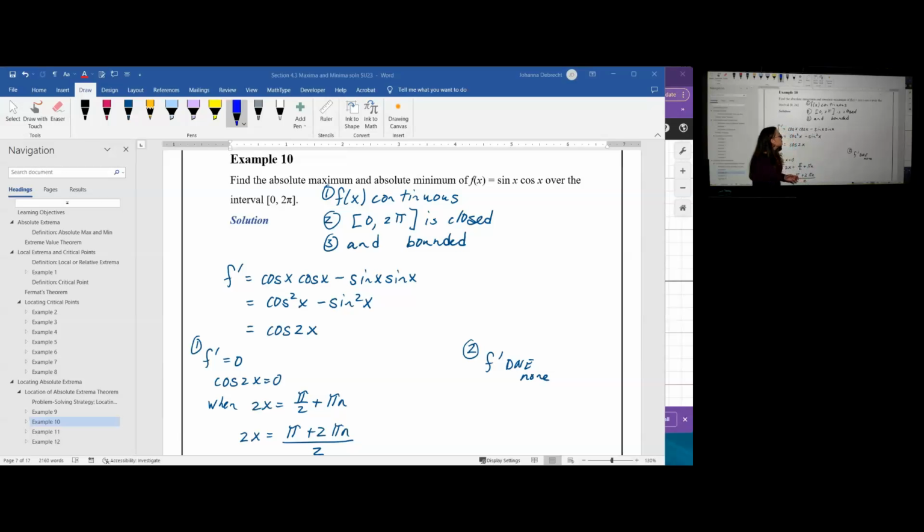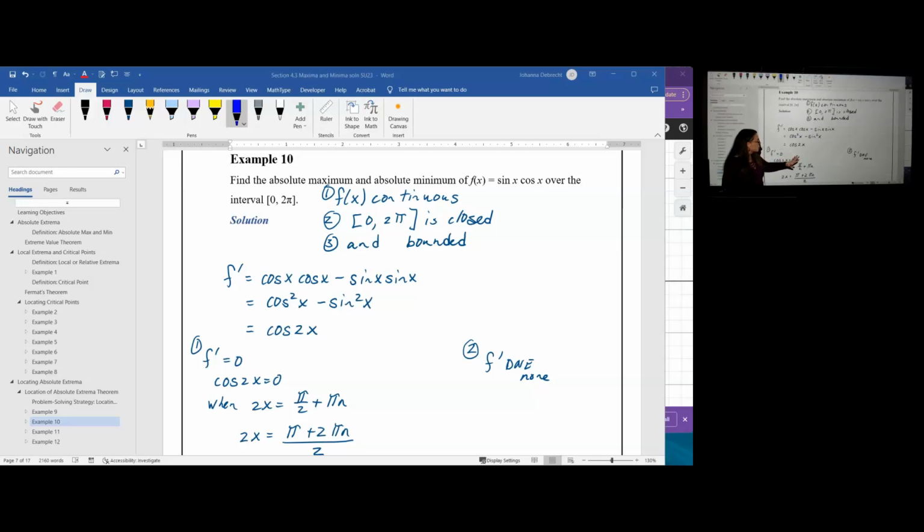Let's look at example 10 together. The function is continuous, and 0 to 2 pi is both closed and bounded. When we find the derivative, you can either leave it in cosine squared of x minus sine squared of x form, or convert it to cosine of 2x, which I chose to do.